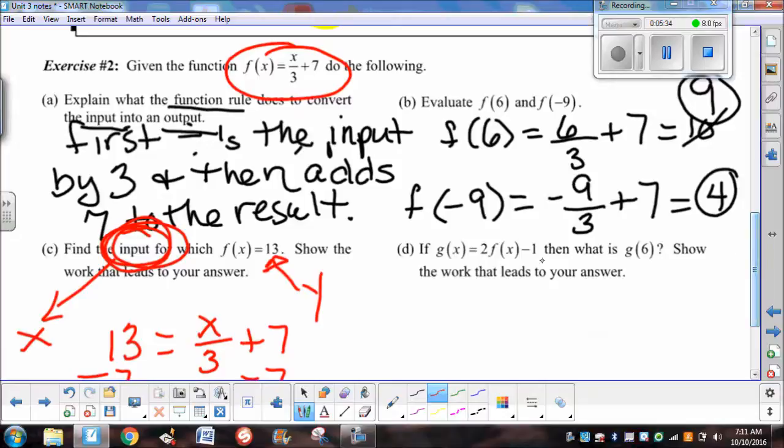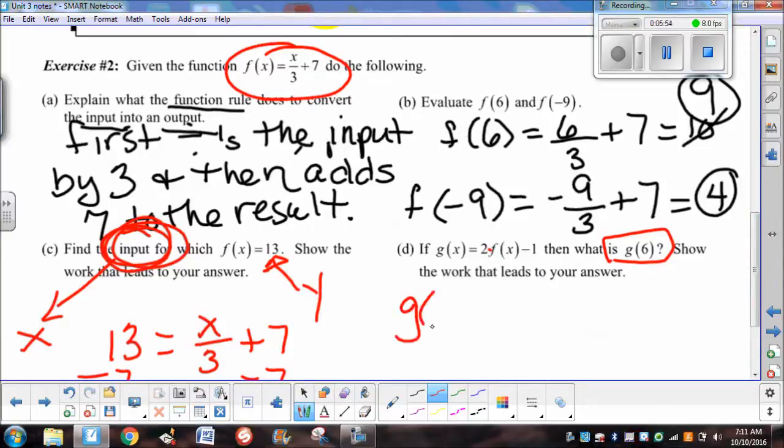So in D, we're sort of nesting some things here. We say g of x, so some new rule, g of x is equal to 2 times f of x, so 2 times whatever f of x is, and then subtract 1. Then what is g of 6? Show your work that leads to your answer.